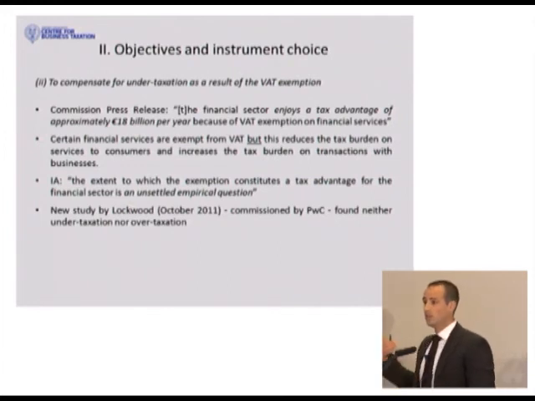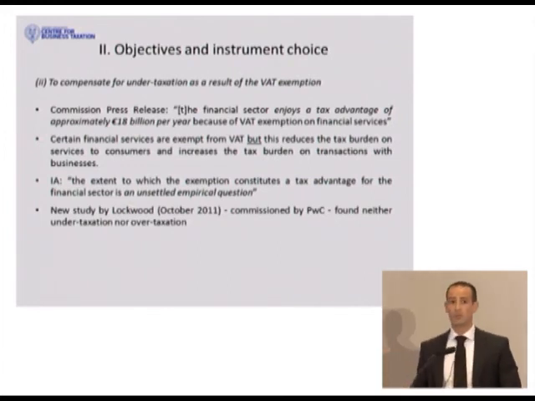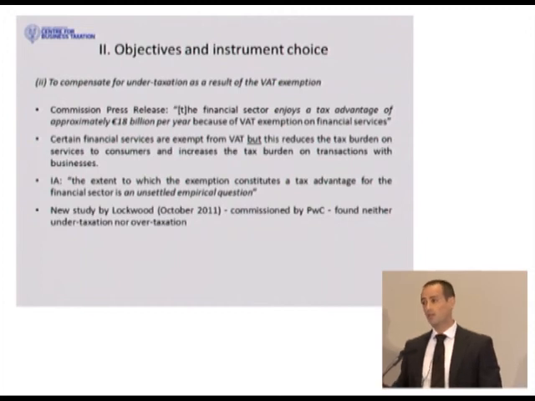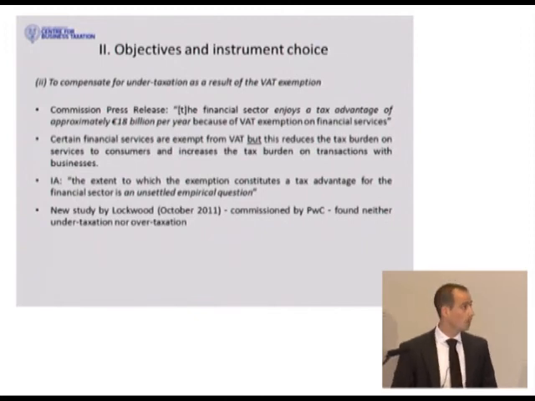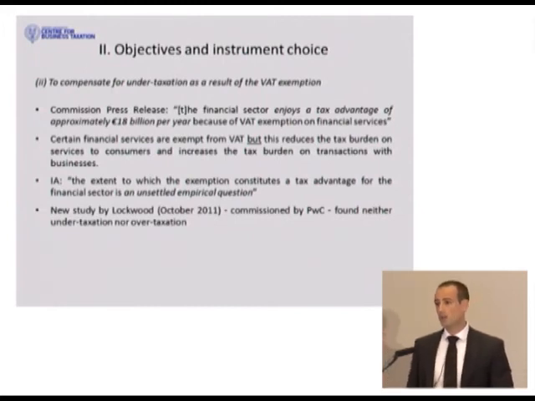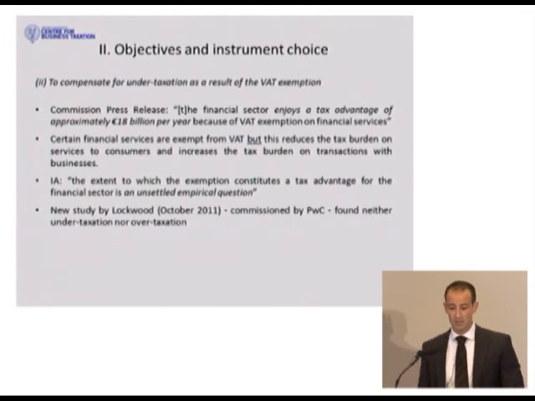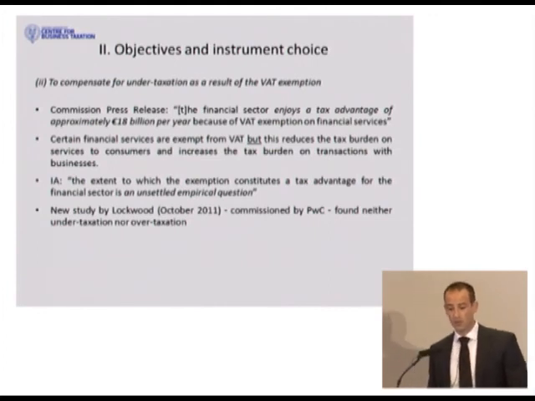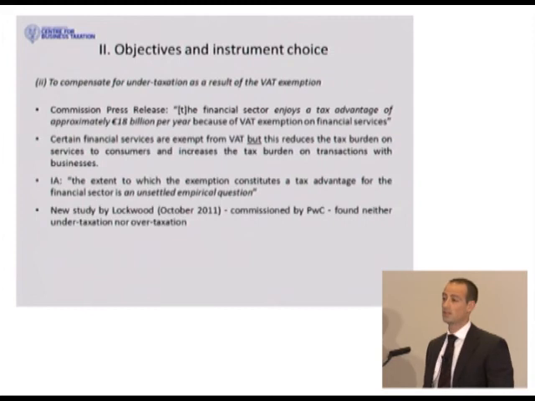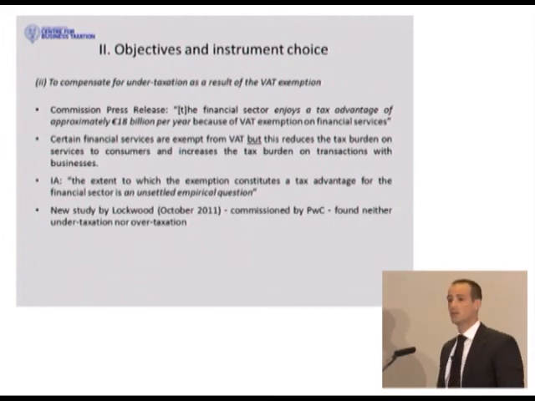Okay, so that was the first reason given by the Commission as to why we might want to impose a tax on the financial sector, to raise revenue. The second reason is to compensate for the undertaxation of the sector as a result of the VAT exemption. The Commission at times presses hard on this argument. The press release which accompanied the proposal said, the financial sector enjoys a tax advantage of approximately 18 billion per year because of the VAT exemption on financial services. So it uses this argument in quite a strong form.